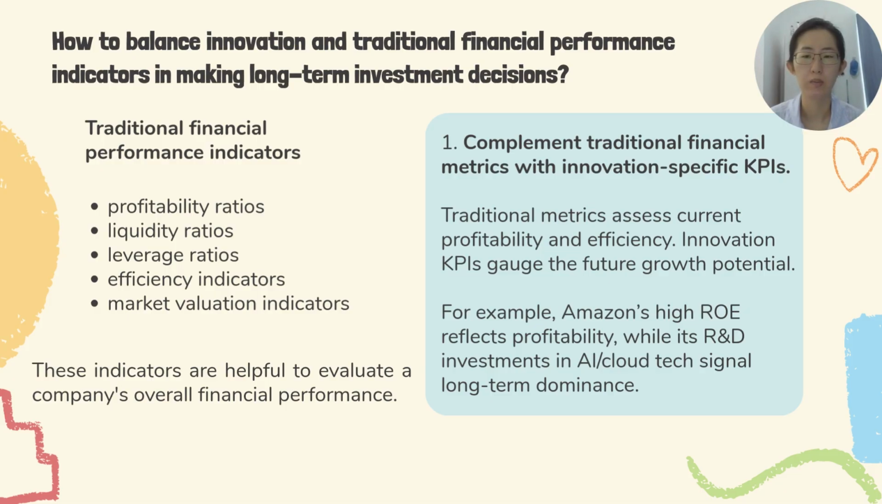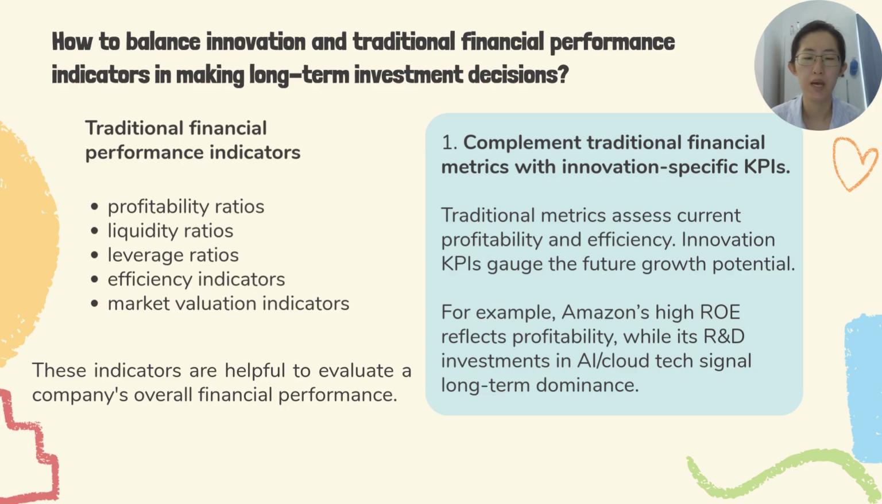In this part, I will talk about how to balance innovation and traditional financial performance indicators in making long-term investment decisions. The traditional financial performance indicators mainly include profitability ratios, liquidity ratios, leverage ratios, efficiency indicators, and market valuation indicators. These indicators are helpful to evaluate a company's overall financial performance. In order to make long-term investment decisions, managers need to carefully balance traditional financial performance indicators with the understanding of innovation's impact on future growth.